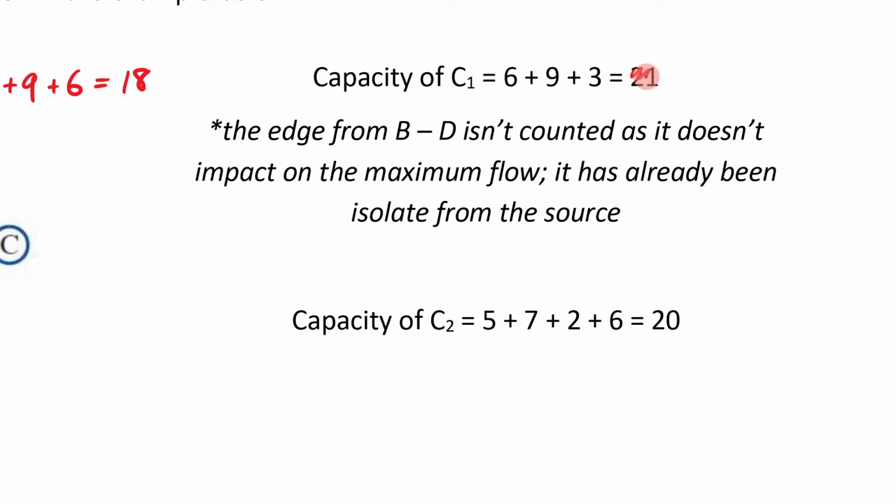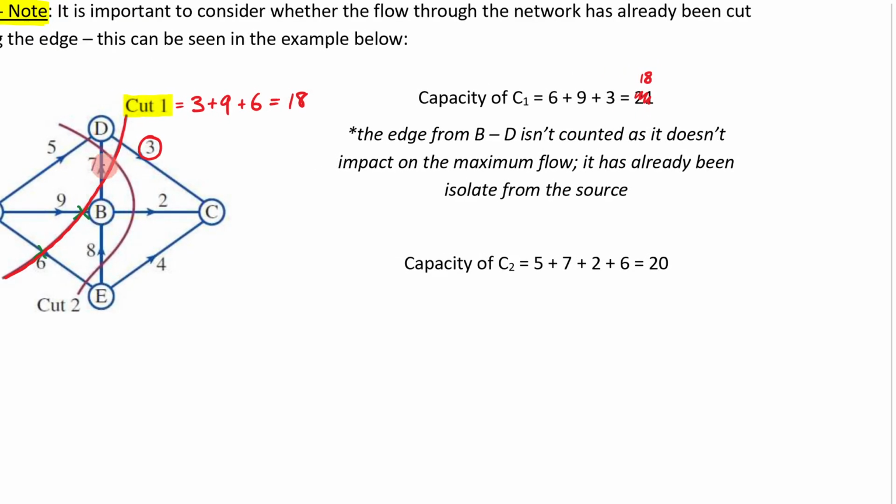Unfortunately, there's a little mistake in your notes. That should say 18. And notice what it says: the edge from B to D. So let's zoom out here. The edge from B to D, so it's referring to this part right here, isn't counted as it doesn't impact the maximum flow. It has already been isolated from the source. So that's very important there to note.